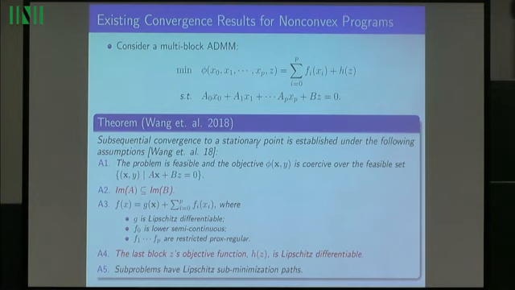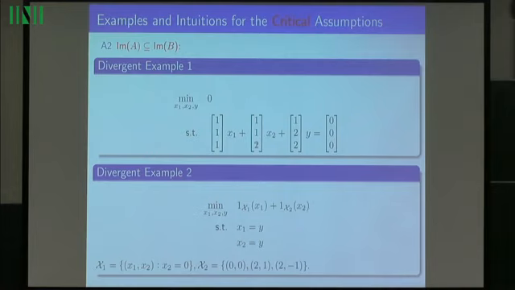Okay, so there are some other more technical assumptions, but the key thing I want to single out is these two assumptions. Here are some very simple looking problems. For example, this is a linear program where you minimize 0 subject to one linear equality constraint, and you have 3 blocks, x1, x2, and y. If you apply multi-block, 3-block ADMM on this, it will diverge. So it doesn't satisfy some of the key assumptions from before.